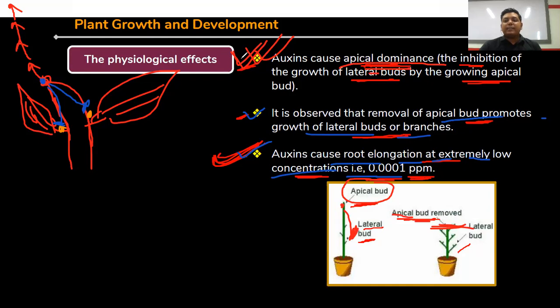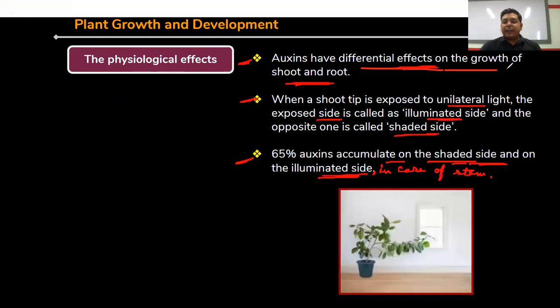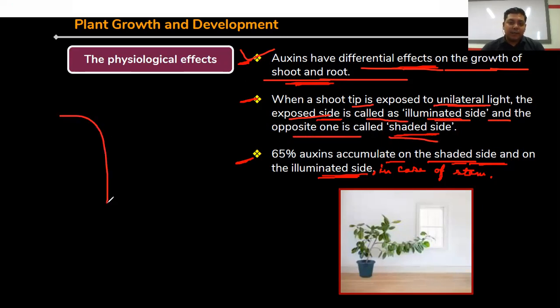Next, auxins have differential effects on the growth of stem and root. So auxins are involved in stem growth as well as root growth. When a shoot tip is exposed to unilateral light, the exposed side is called the illuminated side and the opposite one is called the shaded side. Suppose a tip is bending towards the light. Suppose here the light is present, and the portion that is exposed towards the light is called the illuminated side.